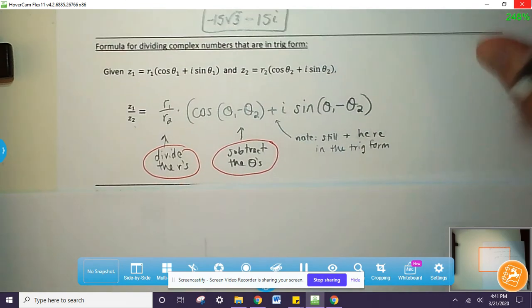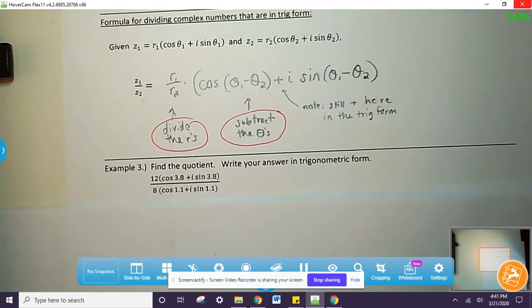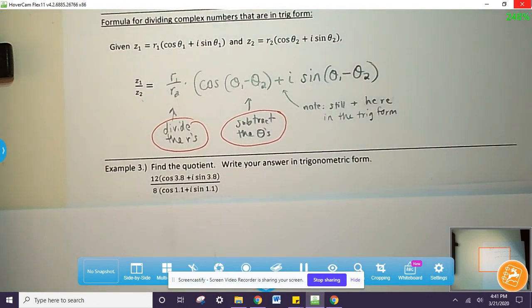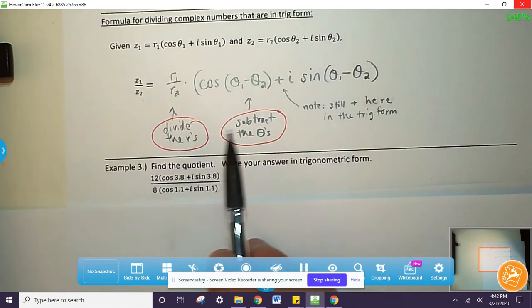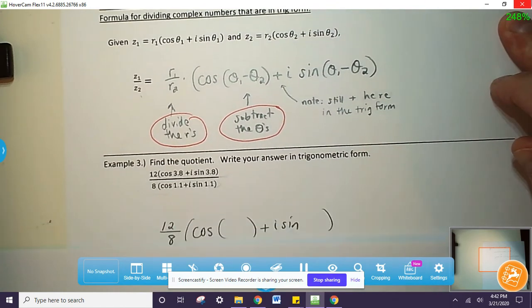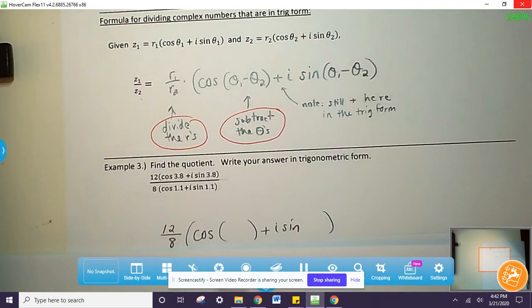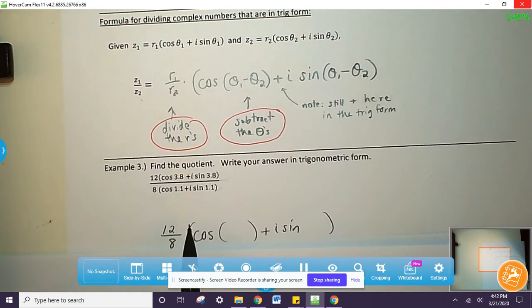So for our last example, we are going to find the quotient and write our answer in trig form. So here's our first complex number in trig form, and here's our second one. We are dividing. That's what the fraction bar says. So what we're going to do is divide the r's and subtract the thetas. So if we divide the r's, we're going to have 12 over 8. And we're going to reduce that in a moment. And then our structure is cosine plus i sine.